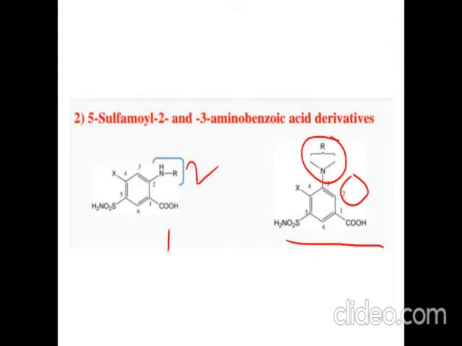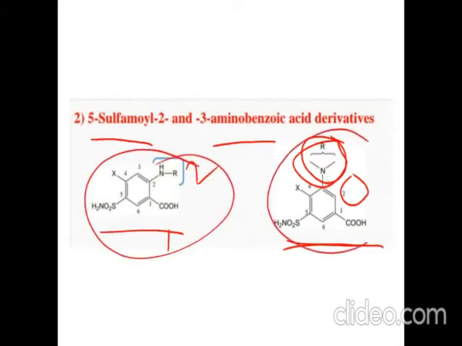So these are called 5-sulfamyl anthranilic acid derivatives, and these are called 5-sulfamyl 3-amino benzoic acid derivatives. So the amine group is present at this position. That is the difference between these two. Some drugs have this type of structure, and some drugs have that type of structure. Both are responsible for giving better activity.